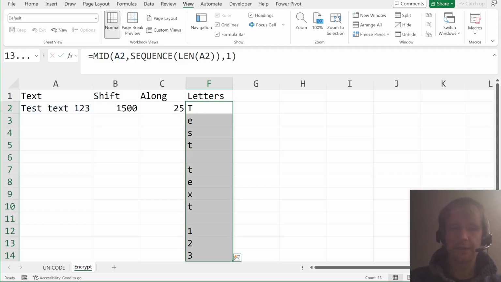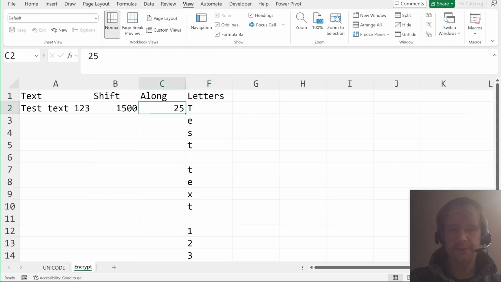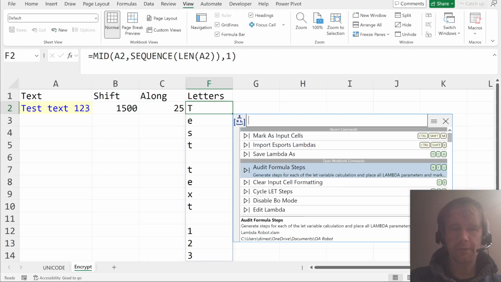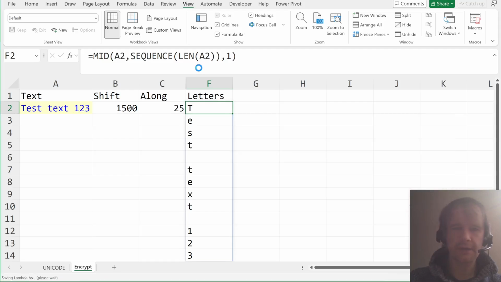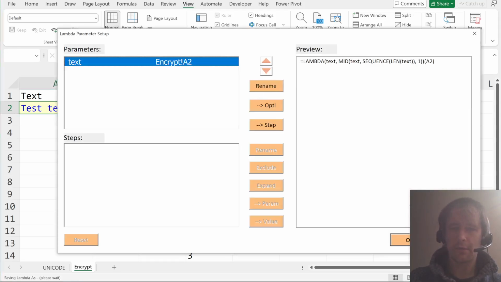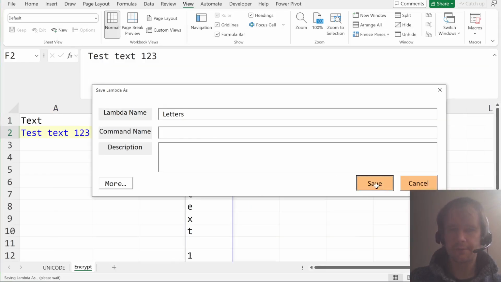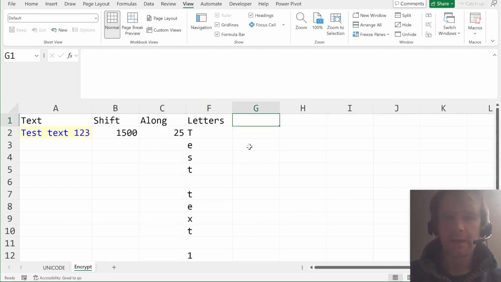So it gives you the set of letters, and that's actually going to be a useful one. I've got this as a sort of saved lambda anyway, so I'm going to mark this as input, and then I'm going to pull up a robot command, just to make it easier, say save lambda as, and I will say yes, that is what I want, and I'm going to call it letters, and save that. And then let's keep going.